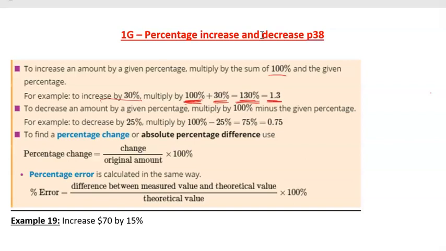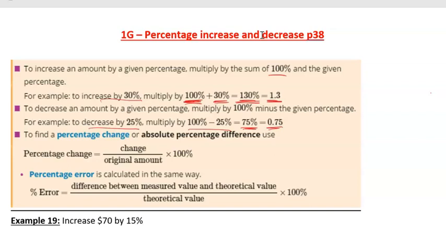To decrease an amount by a given percentage, multiply by 100 minus the given percentage. So if we want to have a 25% decrease or discount, we'll take 25% off the 100%, which gives us 75%, or as a decimal, 0.75.